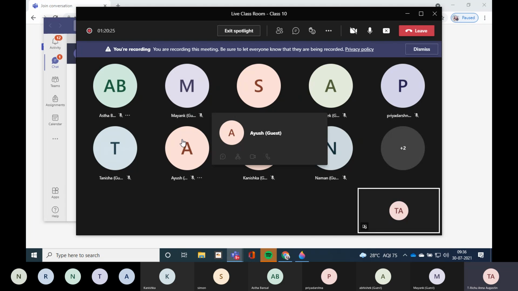Then come to page number 38. Now we are actually starting the chapter. Just now we discussed where the water is required and for what all purposes and why it is required. Now the main chapter starts from here.